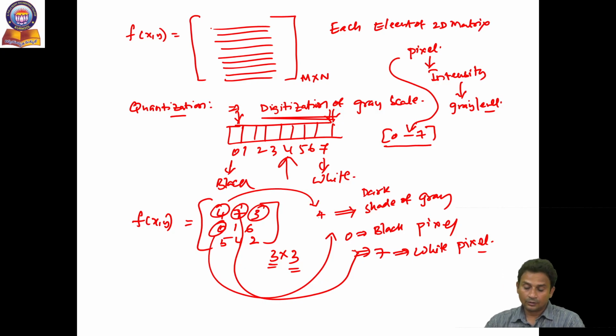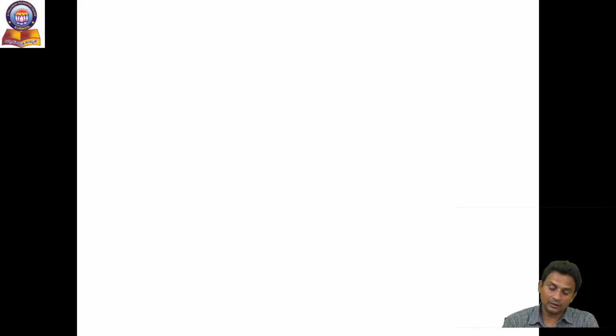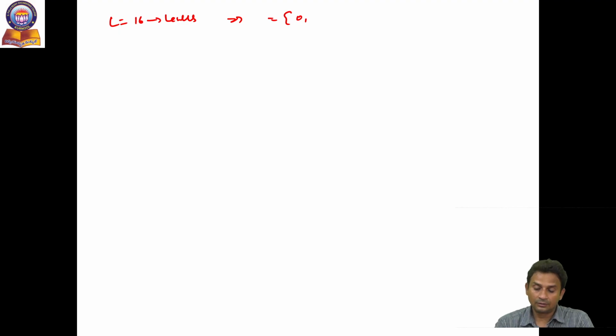The pixel values in a two-dimensional matrix completely depend on the digitization process. If in the digitization process the grayscale is divided into, say, 16 levels, the grayscale would extend from 0 to L minus 1. The number of levels is 16, so 0 to L minus 1 is 15. This is the grayscale, so the pixel values will range from 0 to 15.